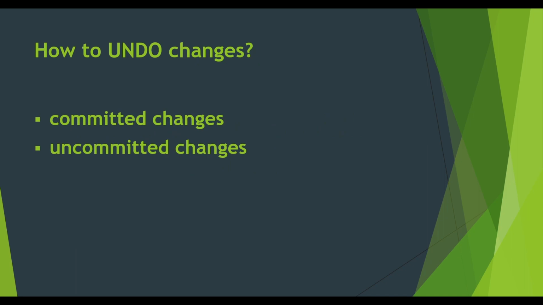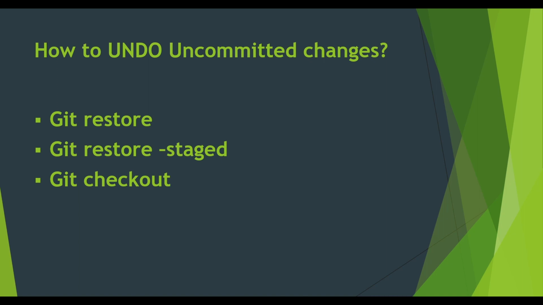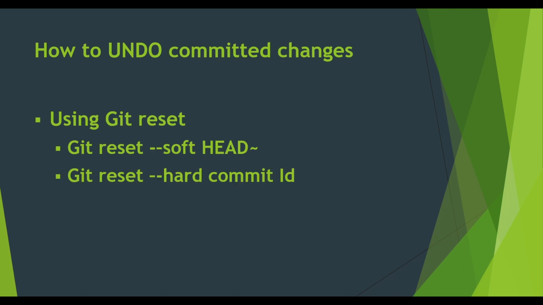So let us quickly recap what we have covered in this video. We covered how to undo the changes in committed files as well as in uncommitted files. Then we discussed how to undo the uncommitted changes using git restore, git restore hyphen hyphen staged, and git checkout to reset the file where we have made the changes. Then we discussed how to undo the committed changes which are locally available, meaning which are not yet pushed to the remote branch. For that purpose, we can use git reset.